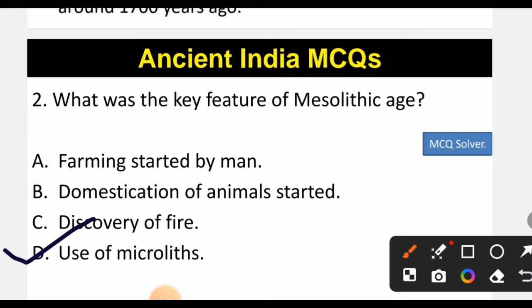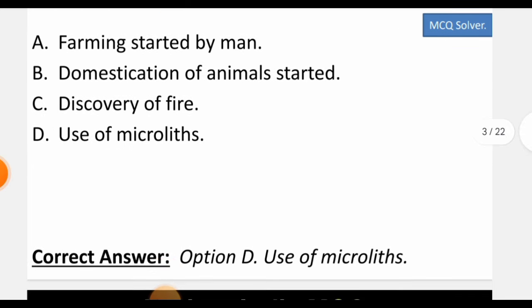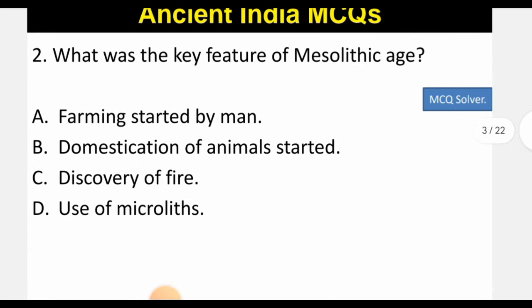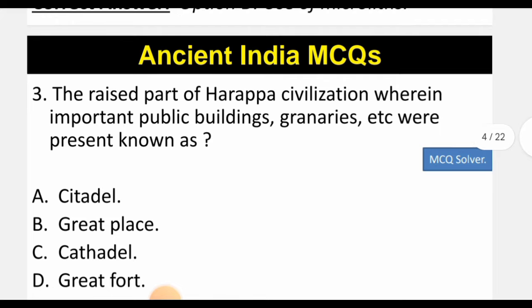In the Mesolithic age, there was the use of microliths. Microliths are small stones. These are tools used by humans for hunting, and microliths are used as a tool through which you can easily hunt big animals. So D is the correct option, that is use of microliths.